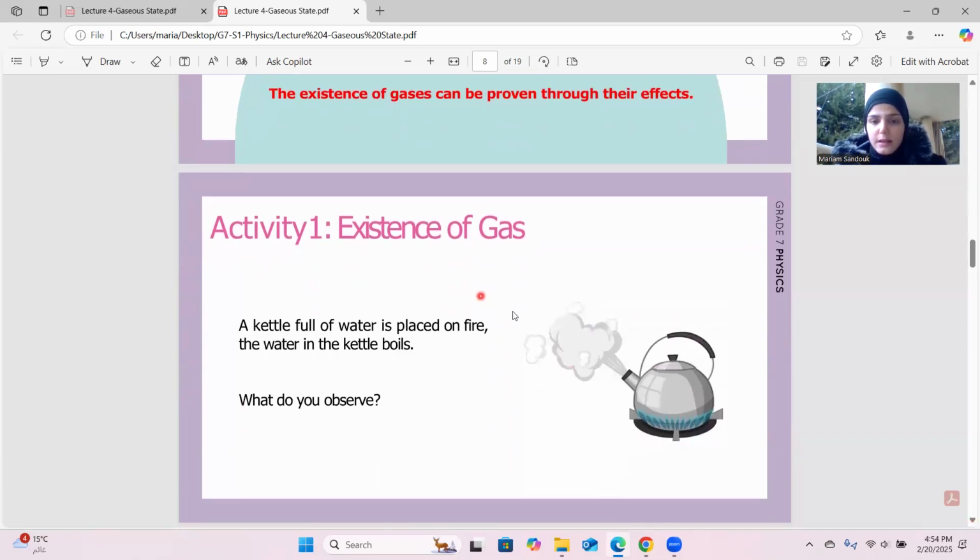Let's see this second experiment. We have a kettle full of water placed on fire. The water in the kettle boils. So we put the water in the kettle and we turn on the stove. The water starts boiling. It will reach boiling point and it will start boiling. So what can you observe? See here. What can you observe?